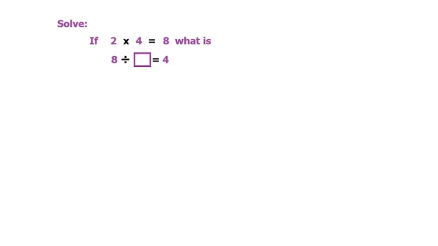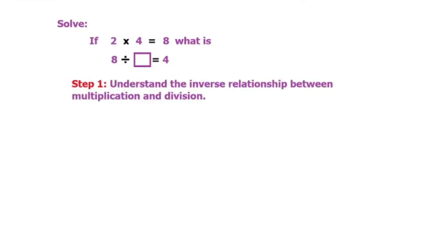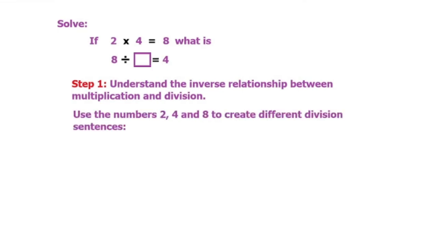In this video, we're going to learn about the relationship between multiplication and division. So if we have a problem like this that says solve, if 2 times 4 equals 8, what is 8 divided by blank equals 4? And we need to find the blank. So the first thing is to understand the inverse relationship between multiplication and division. So use the numbers 2, 4, and 8 to create different division sentences.